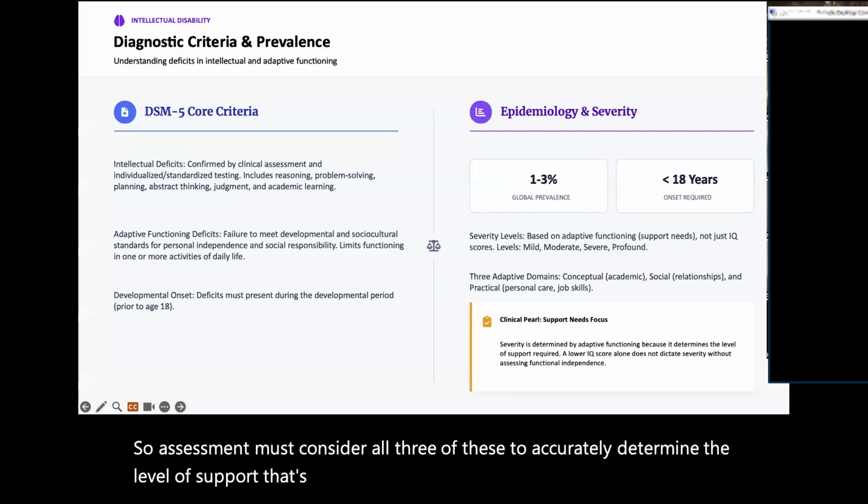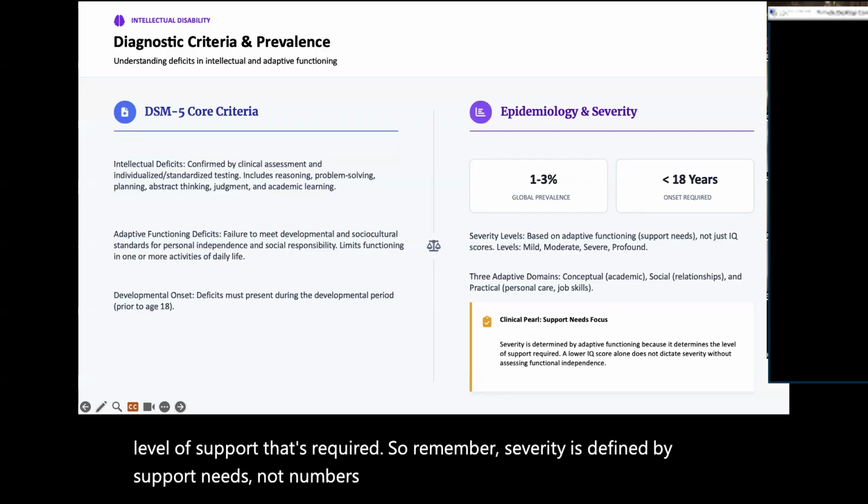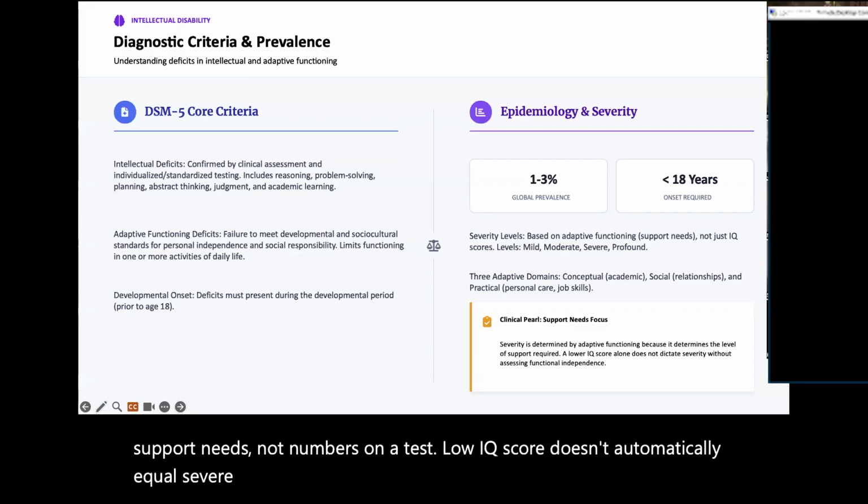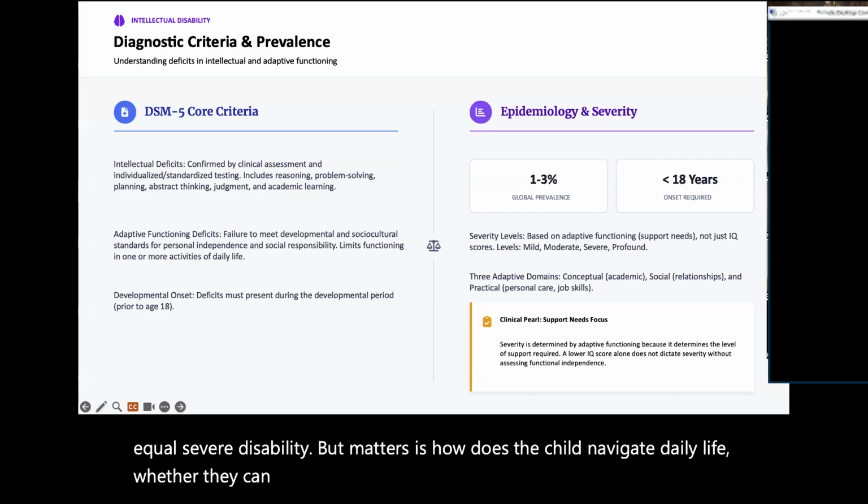So remember, severity is defined by support needs, not numbers on a test. A low IQ score doesn't automatically equal severe disability. What matters is how the child navigates daily life, whether they can communicate their wants and needs, maintain safety, and manage their self-care.